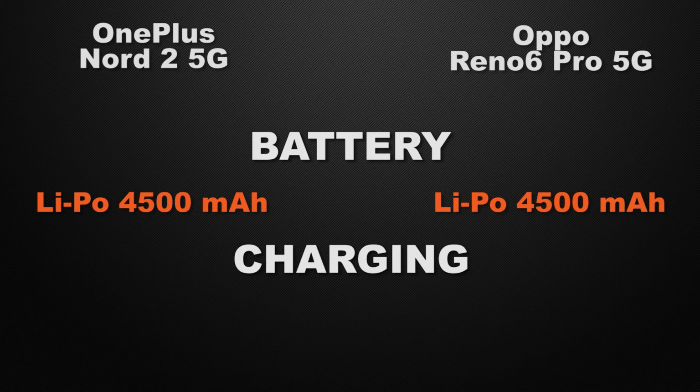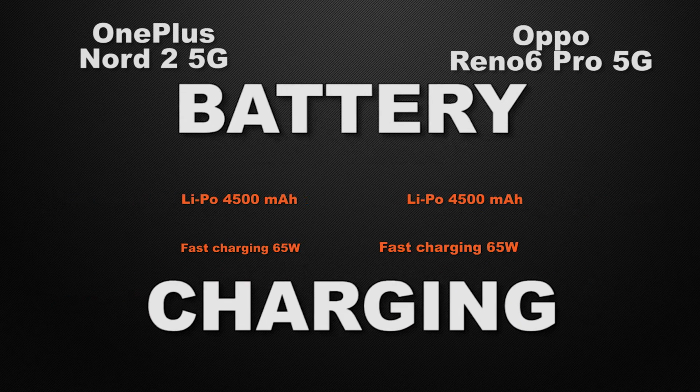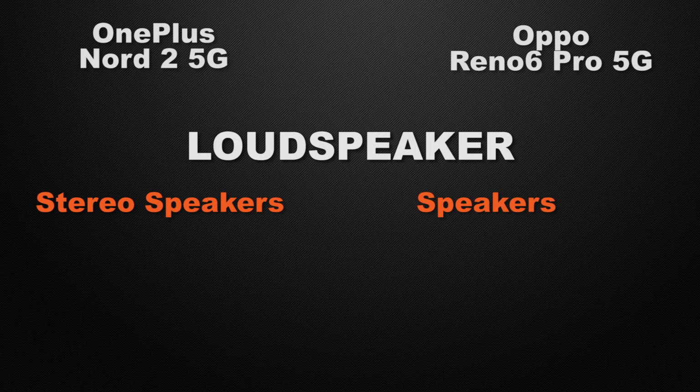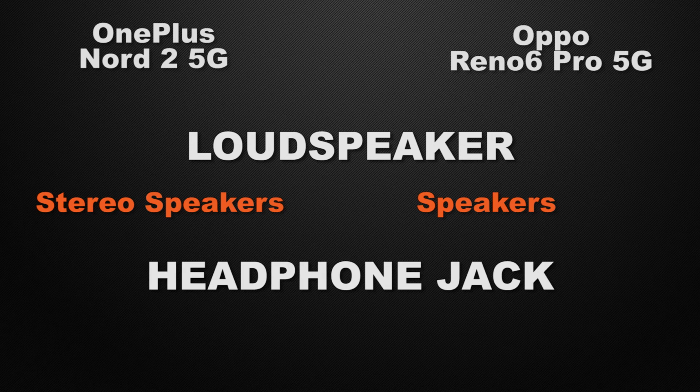Let's talk about the charging speed of the devices. Nord 2 has 65 watts of fast charging, whereas Reno 6 Pro has 65 watts of fast charging. So it's a tie again because both devices have approximately the same charging speed. Let's talk about the loudspeaker. Nord 2 comes with stereo speakers, whereas Reno 6 Pro has normal speakers. So the winner here is Nord 2 because it can produce immersive sound. And about the headphone jack, Nord 2 does not have a 3.5mm headphone jack, whereas Reno 6 Pro also does not have one, so it's a tie.